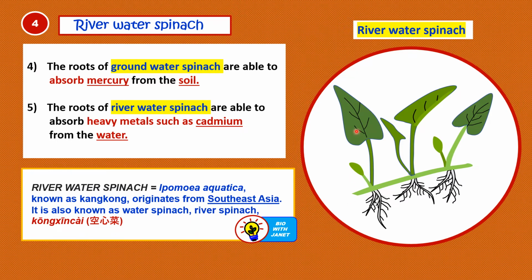This river water spinach lives near the river banks, or sometimes near the rivers. There are two types, the groundwater spinach and the river water spinach. Groundwater spinach is able to absorb mercury from the soil. Mercury is a heavy metal that is a contaminant and very dangerous to health. The roots of the river water spinach are able to absorb other heavy metals such as cadmium from the water. So this is the use of river water spinach in phytoremediation.